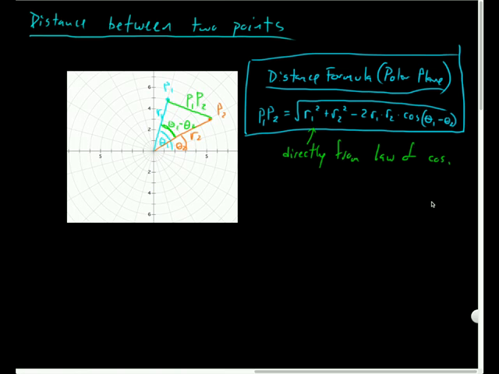And in the interest of keeping this video a little bit short, I don't think I'll do an example of this, since I believe at this point you guys are all familiar with the law of cosines. And an individual could just plug in the values of r1, r2, and theta 1 and theta 2 into this formula and get it from there.